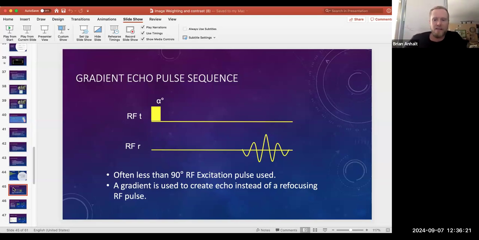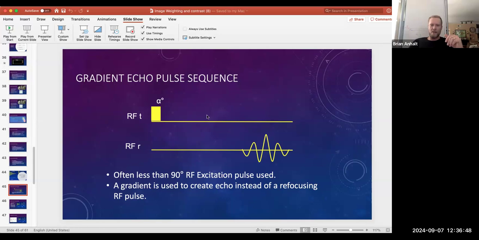RF transmit is going to be a variable excitation pulse. So we're not going to take all of our longitudinal magnetization and put it into the transverse plane. We're going to do just part of that into the transverse plane. Most of the time we can do a 90, but more often than not, we do less than 90. I'm going to say 99.99999% of the time we're going to do less than a 90.